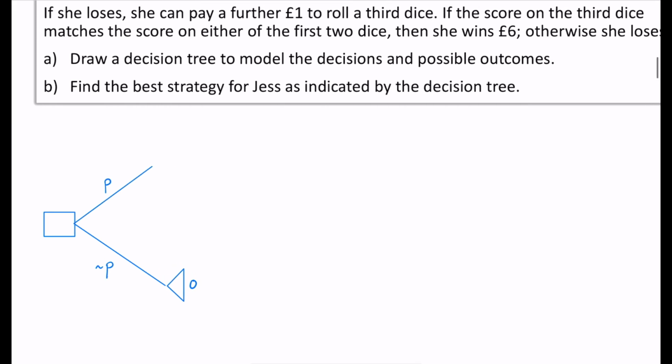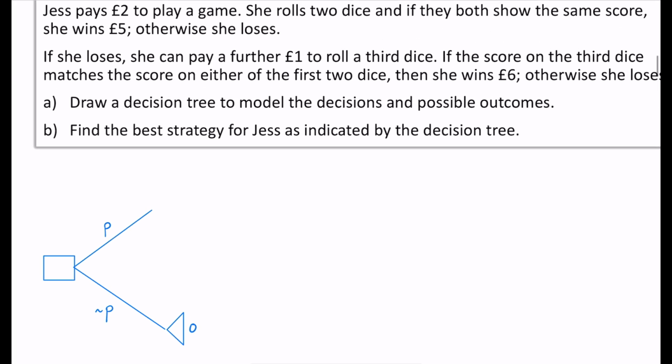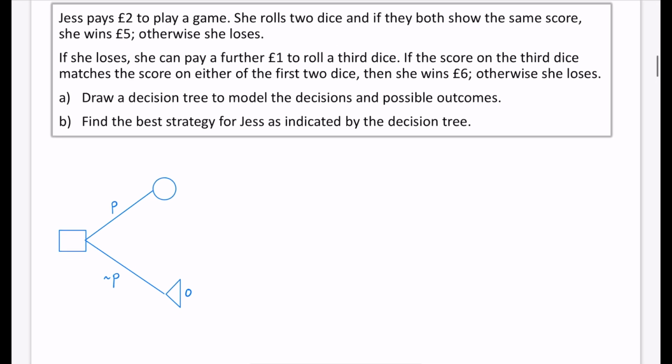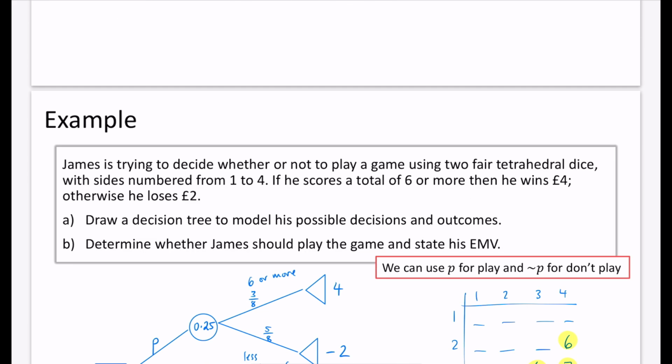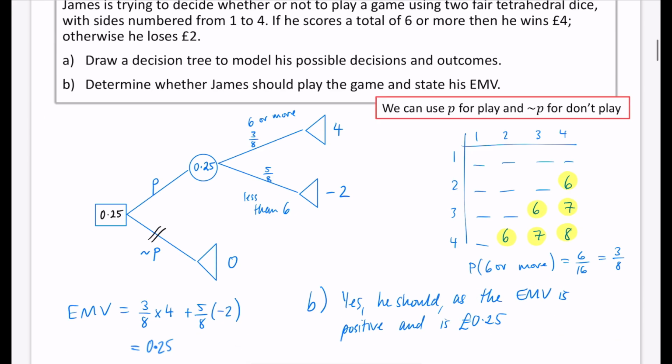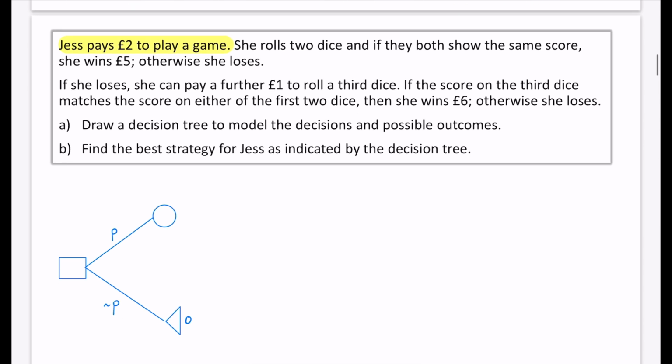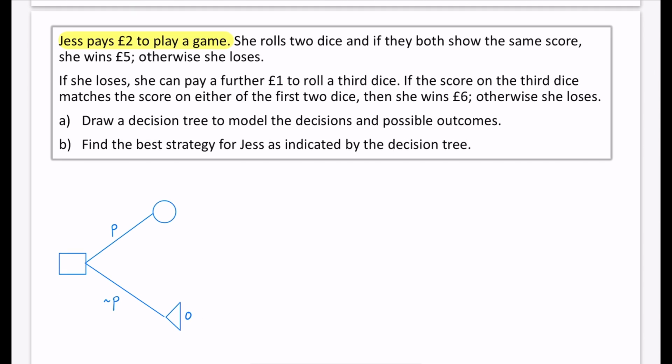So I'm just going to fill this in, and I'm going to say that this is a 0 that we've got here. Now, if she does choose to play the game, we know that there is some chance that is going to be involved, so I'm going to draw a circle for this. Please note the fact she is paying to play this game. In our previous one, James didn't have to play it. He was either just going to win or lose money. In this case, she is having to pay to play, and we'll have to incorporate that into the different things that we've got here. So to play this game, she rolls 2 dice, and if they both show the same score, she wins £5.